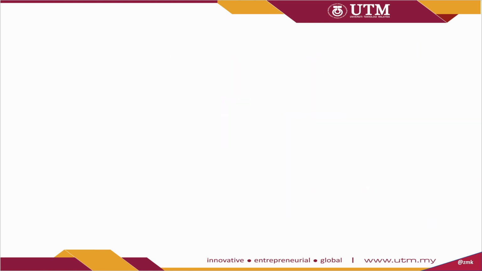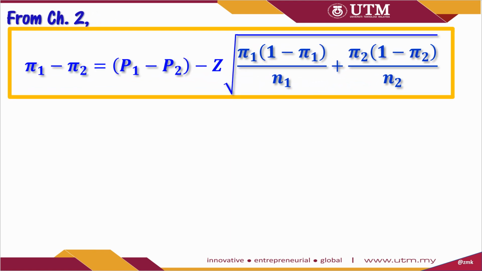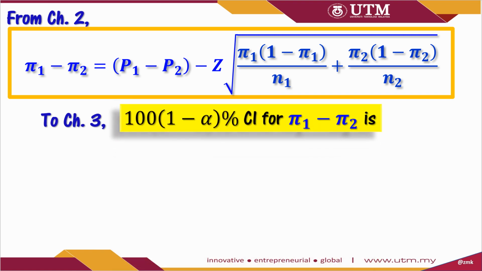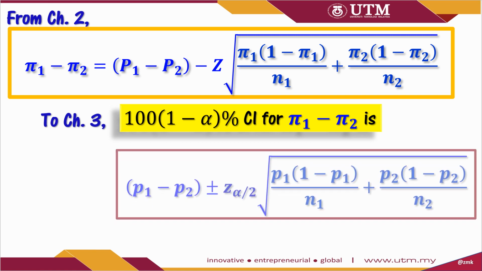From the previous slide, we already saw how we get this expression from the standardized normal random variable defined for a difference between sampling proportions P1 minus P2. By modifying this expression, we can then construct a two-sided confidence interval for the difference between the unknown population proportions of successes or failures given by this expression below.